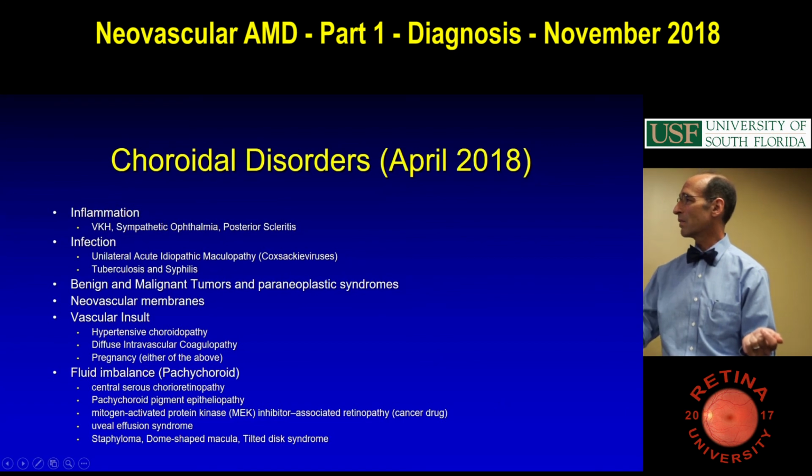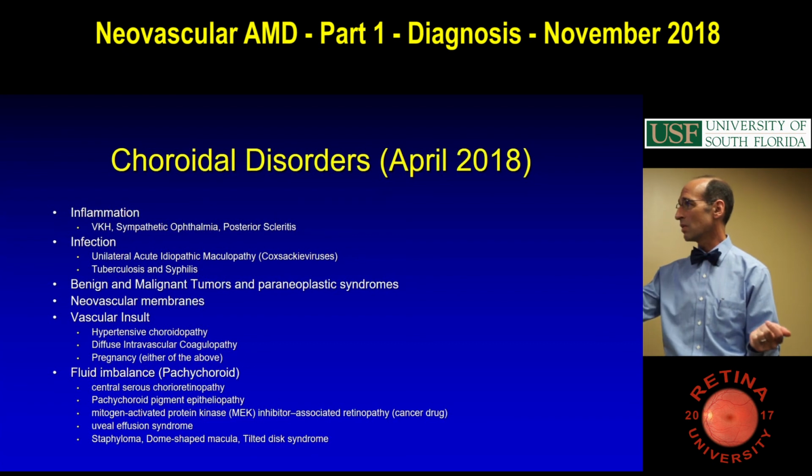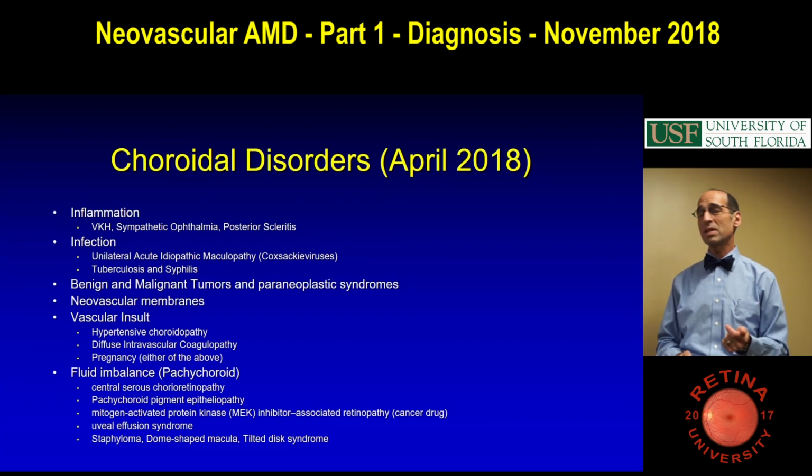I've not seen a mitogen activated protein kinase inhibitor subretinal fluid, but I have seen acute idiopathic maculopathy looks exactly like AMD, but it tends to be wet AMD. But it tends to be younger. They even get hemorrhage, but it tends to be younger patients, and sometimes you'll get the Coxsackie virus stuff.